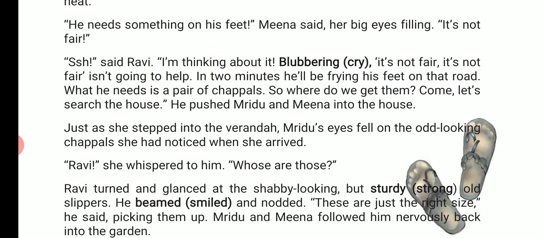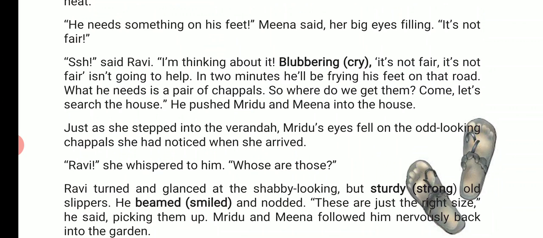Just as she stepped into the veranda, Mridu's eyes fell on the odd looking chappals she had noticed when she arrived. So now this thing I've already told. As soon as Mridu entered, she noticed one chappal, and I already told you the description of that chappal. It is very old, dusty, and the marks of fingers were there on that chappal. So she immediately recalled that chappal, and she told everyone about that.